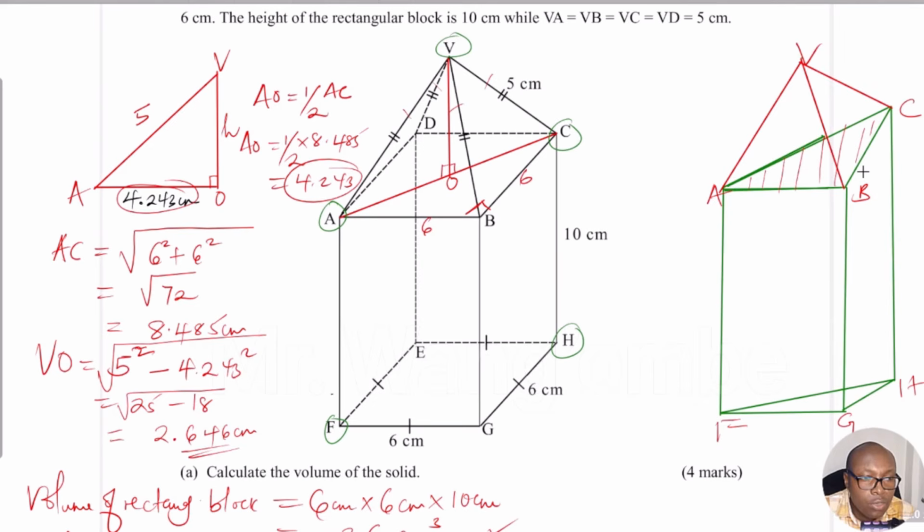So the ones that you're going to include, I will calculate the area of each one of them. Let me start with the pyramid. From the pyramid, we will need face VAC.